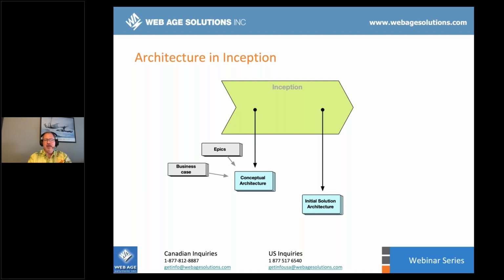Okay, so why have I got another thing, this initial solution architecture? Well, out of the inception phase, as an architect, I want to be able to create a rough solution architecture, a high-level description of the overall system. Now, what's the difference between a conceptual architecture and that solution architecture? Detail. It's really all it is.